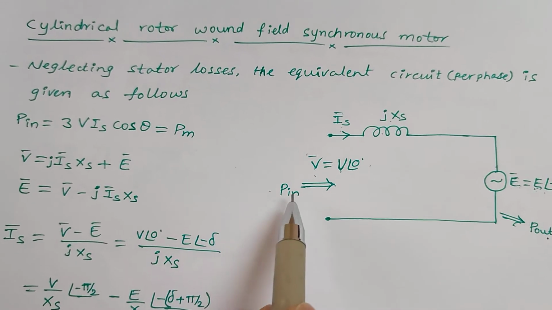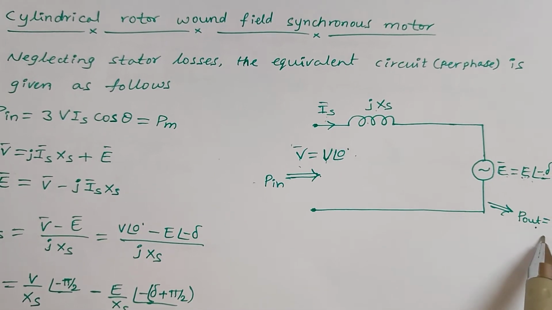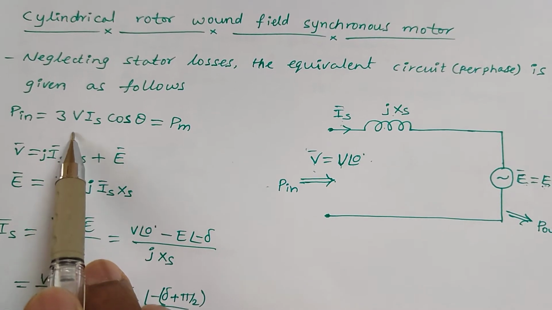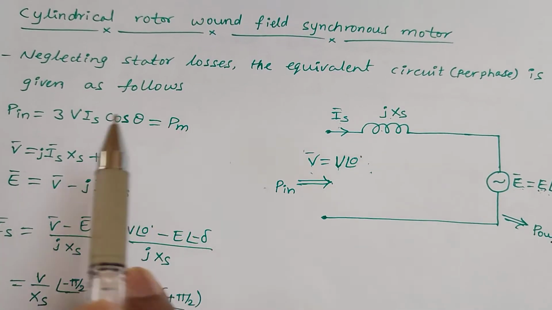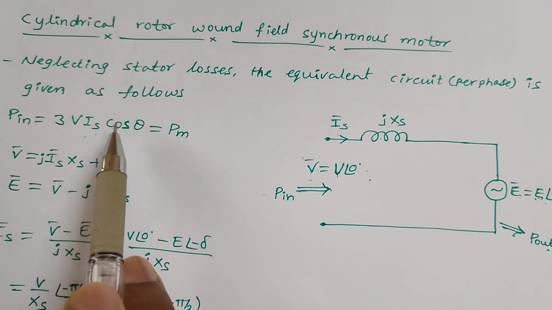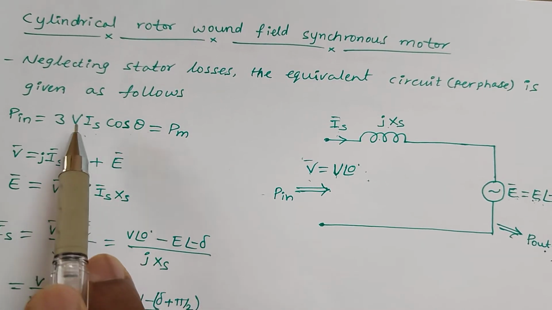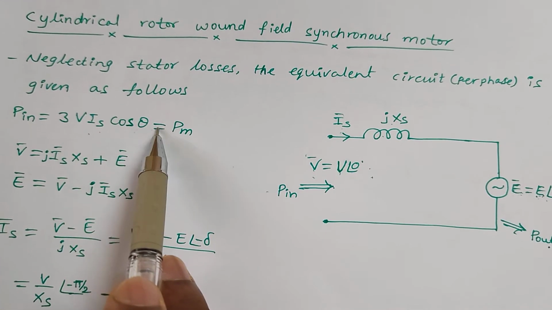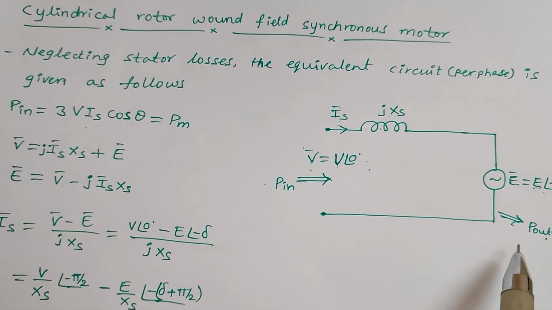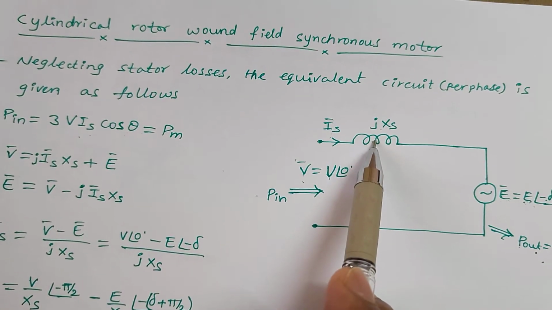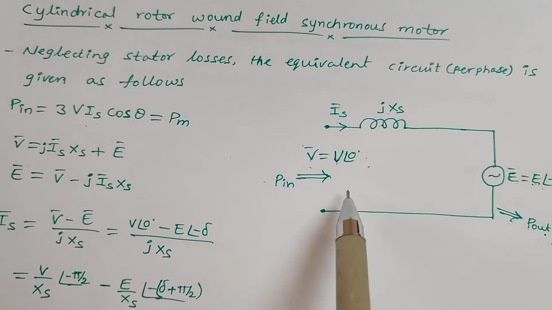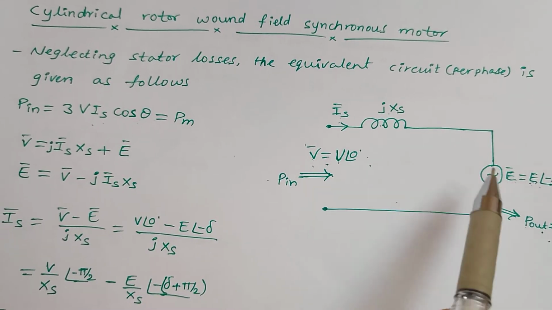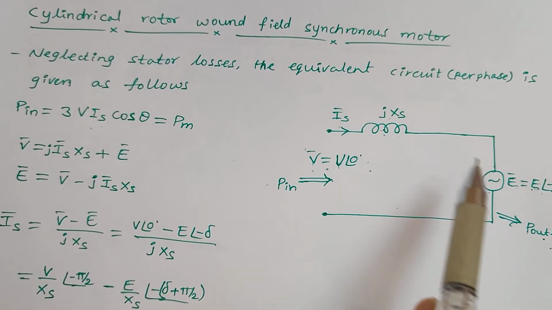So now what is the P input power? P input is equal to P output, right? So first we will try to find out the P input. P input is equal to 3 into V Is cos theta, where theta is the angle between V and Is, for 3-phase power, which is equal to the mechanical power, because we are neglecting the losses. Now if you apply KVL to this loop, what is V? V is equal to the sum of these two drops.